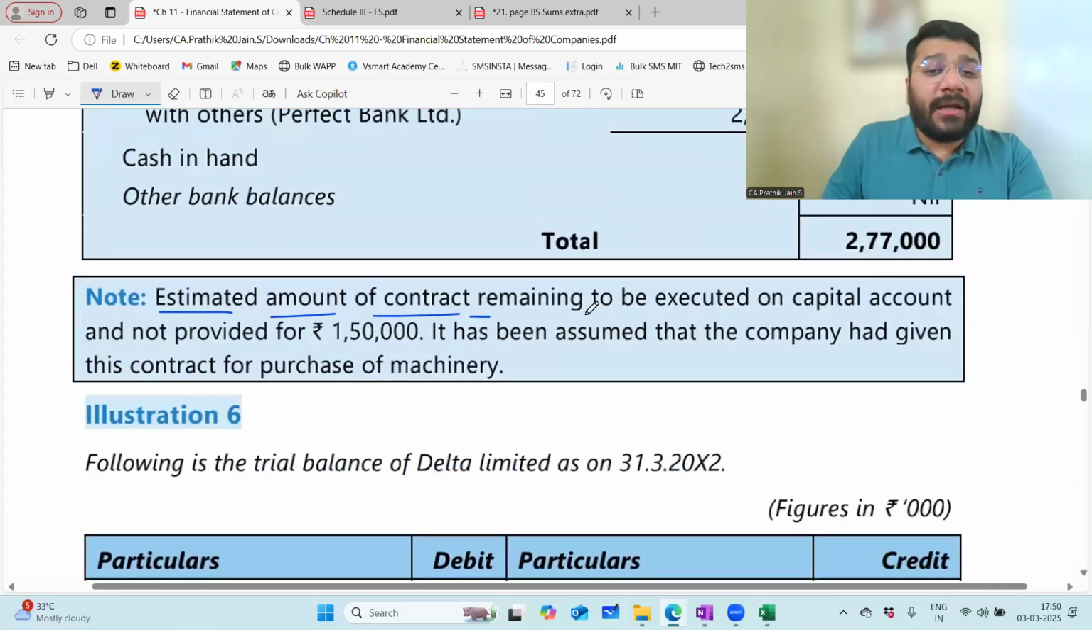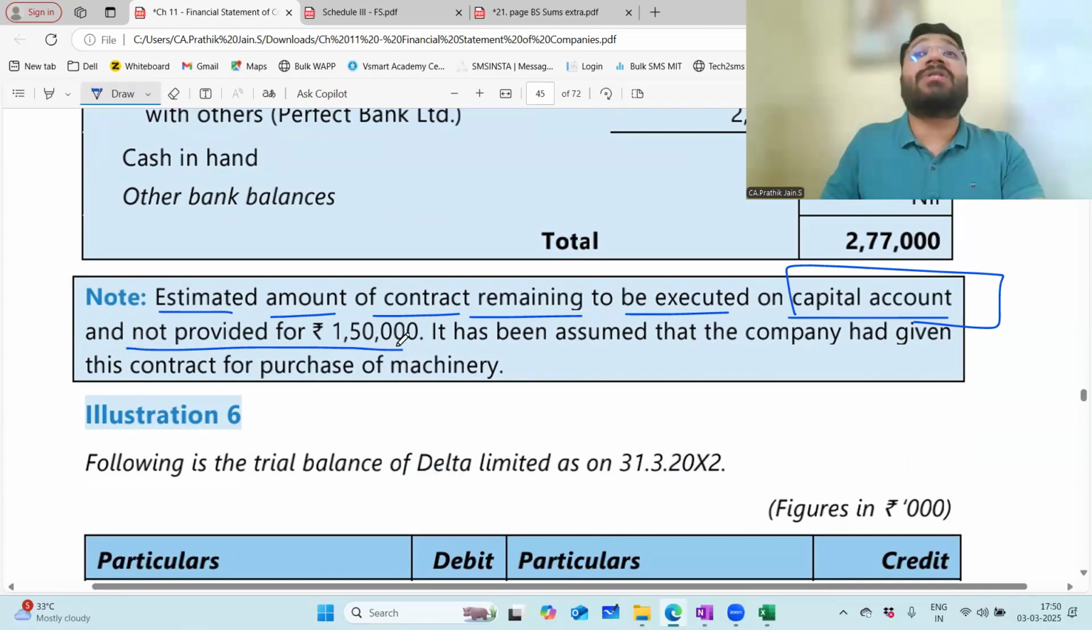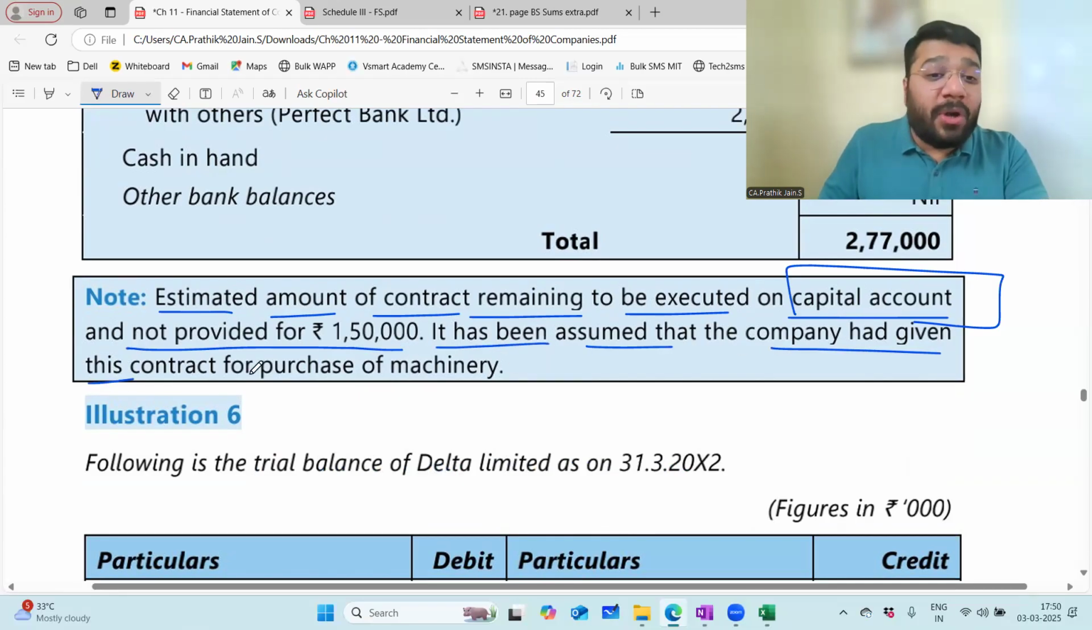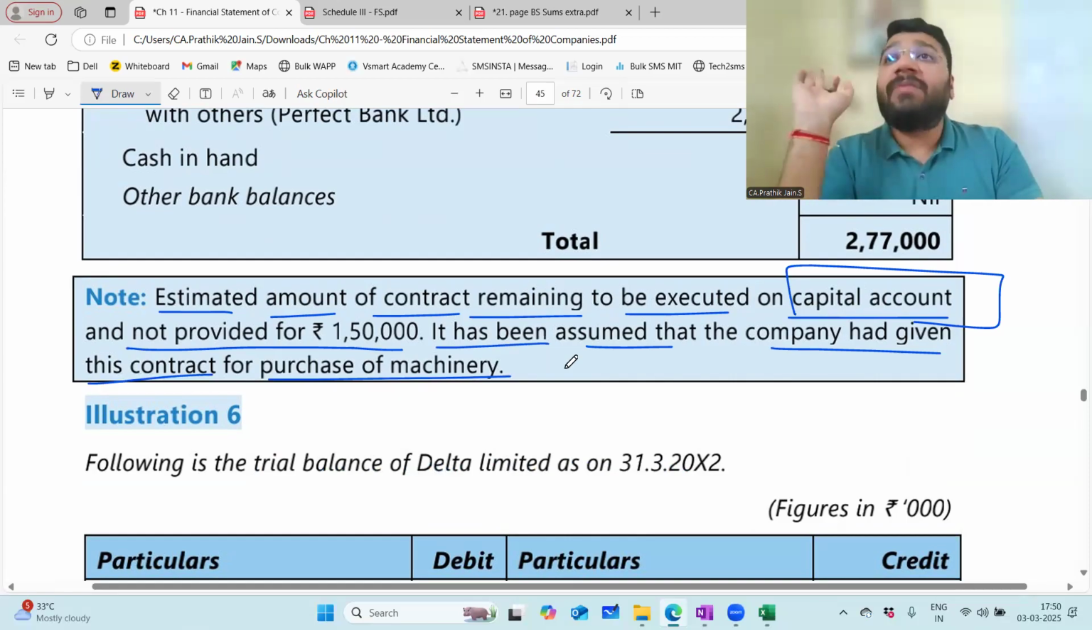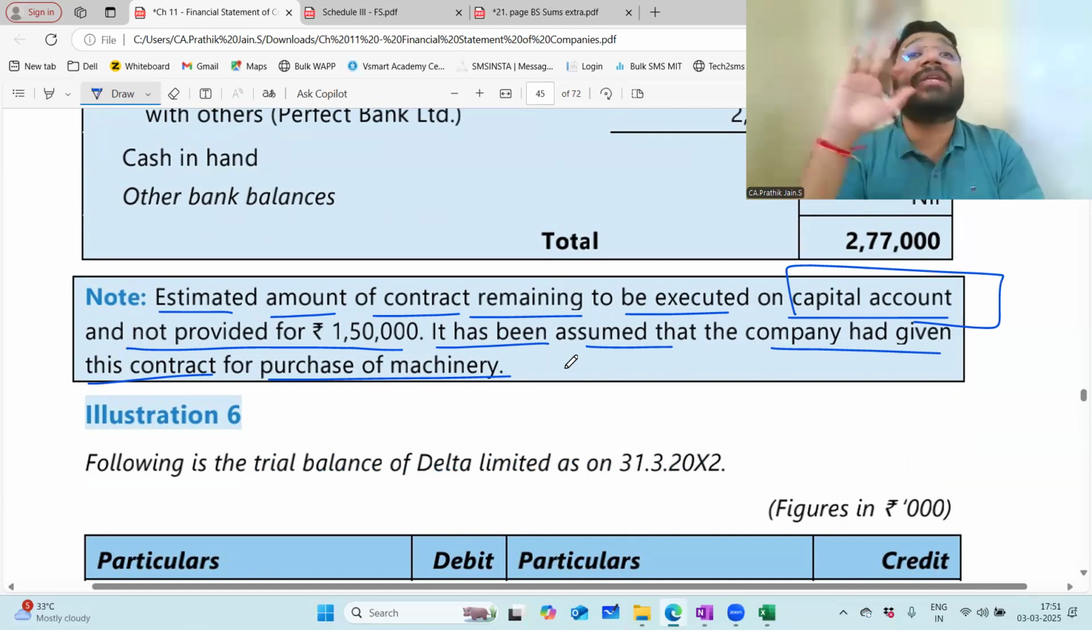Estimated amount of contract remaining to be executed on the capital account means the capital asset that you purchased. On that account, the contract of erection is still pending, and we are not providing for it because there is no possible obligation. It has been assumed that the company had given this contract for the purchase of machinery. Machinery is purchased, but the erection work is not done. Installation work has not been done.